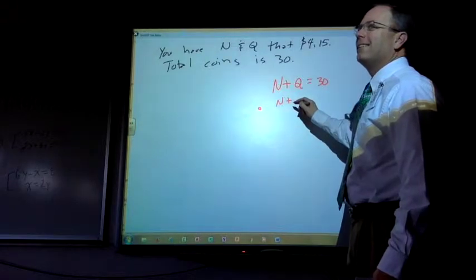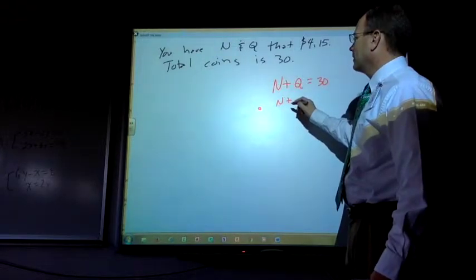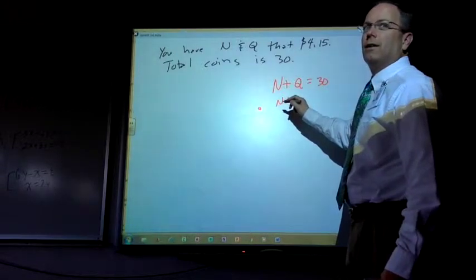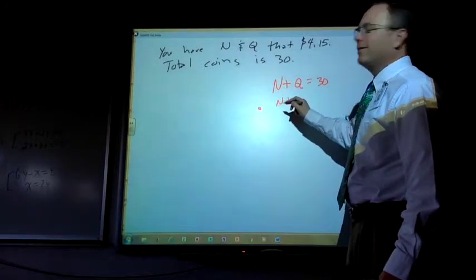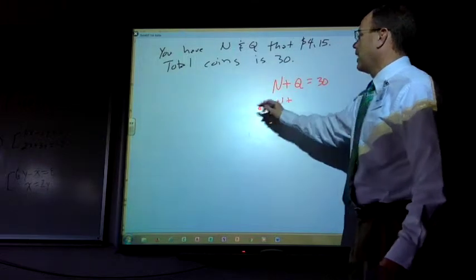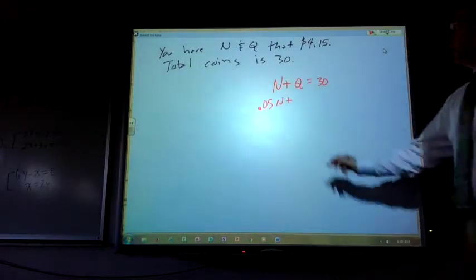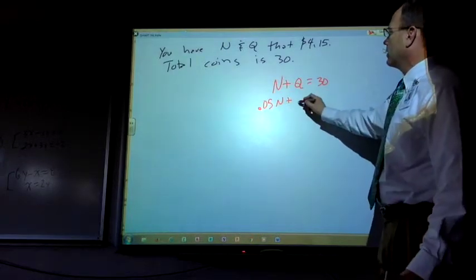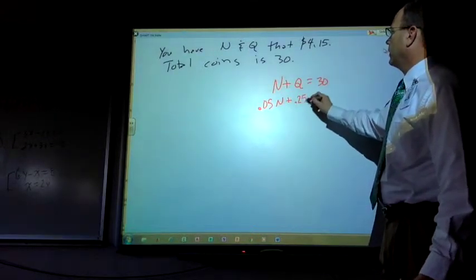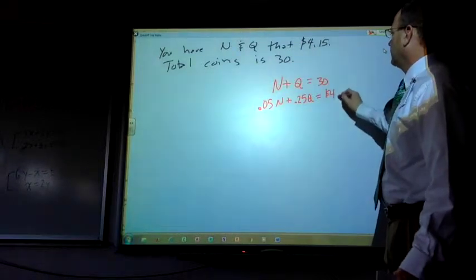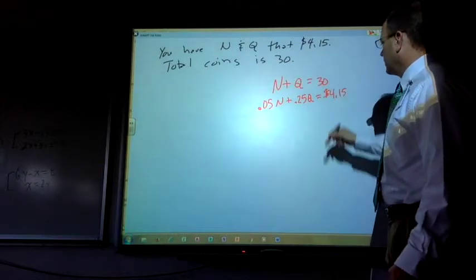Ashley, do you know what the other equation might be? Let's say 2. Is it 0.5? 0.05. Good. 0.5 is half a dollar. Plus, what's the quarter worth? 25Q. I like it. Equals $4.15.